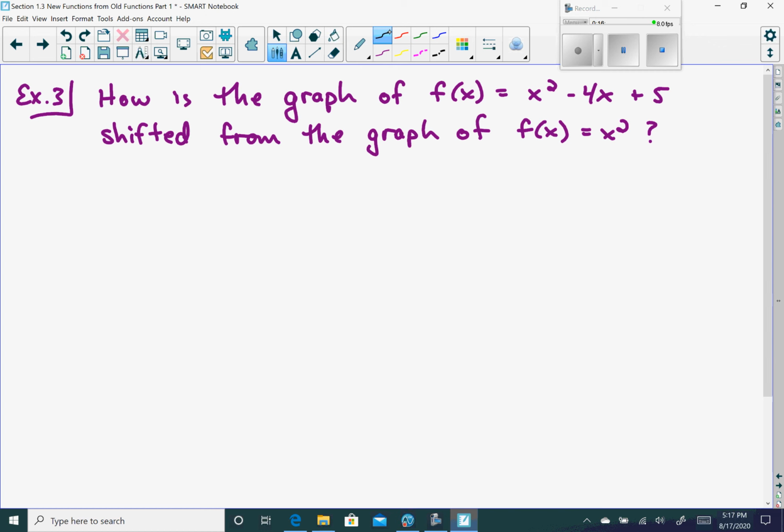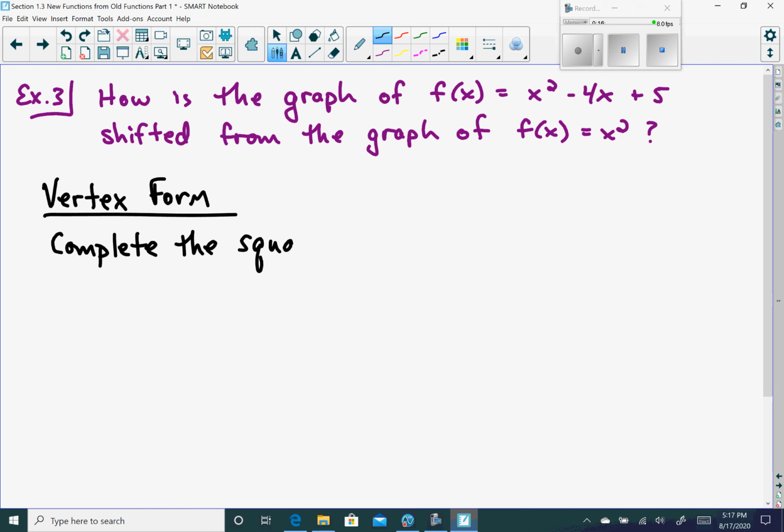So there's two ways to determine the shift, or the vertex here, because we could always compare the vertex of the new function to the old function. One way is by completing the square to write our quadratic in vertex form. So we complete the square. And then I'll show you another way, just memorizing two little formulas to do this. So I'm going to start with y instead of f of x. I'll call it y is equal to x squared minus 4x plus 5.